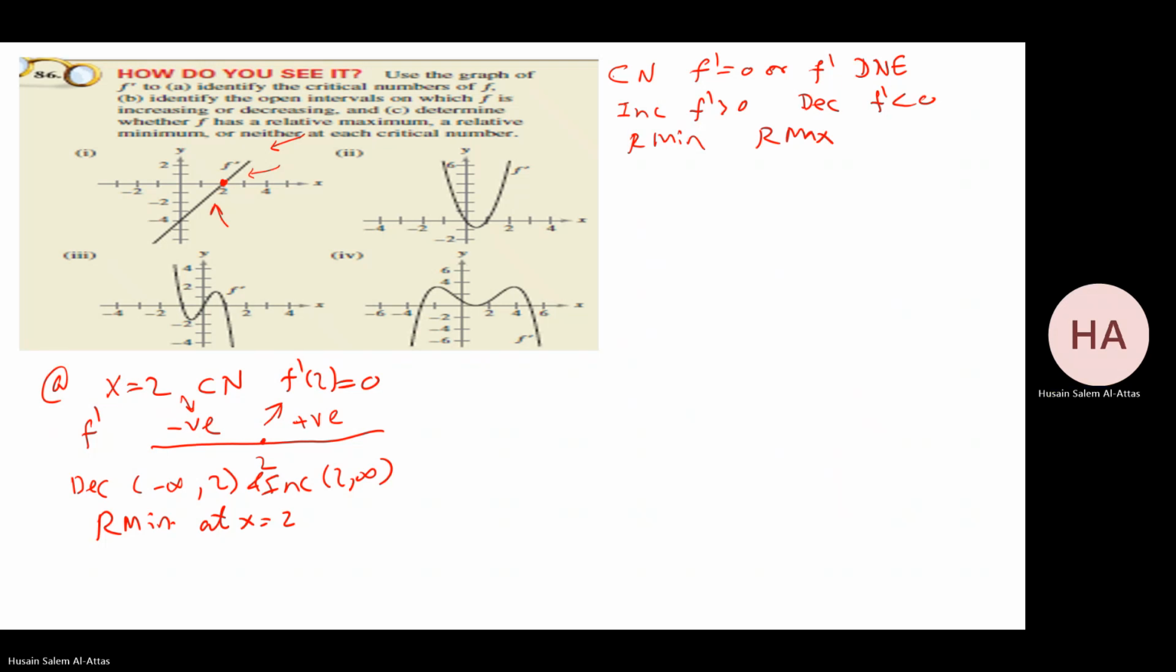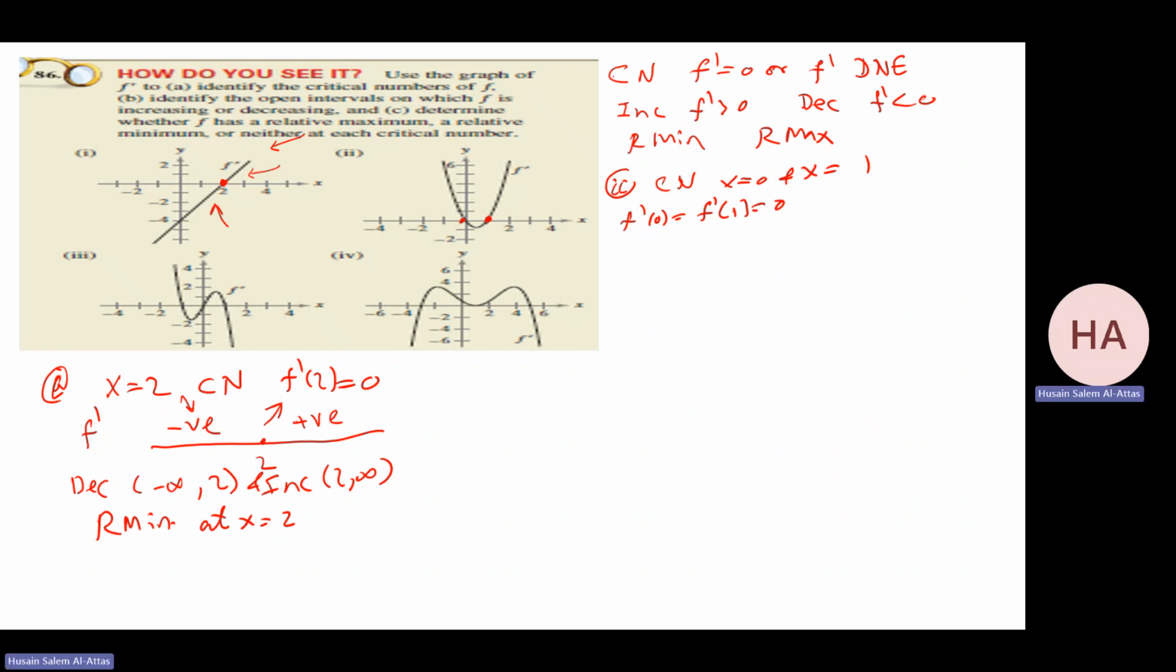Okay. This is 1, 2. What will happen at 2? I have at 0 and at 1 critical numbers. Critical numbers, x equals 0 and x equals 1. This and this. These are the critical numbers, since f prime at 0 equals f prime at 1 equals 0.